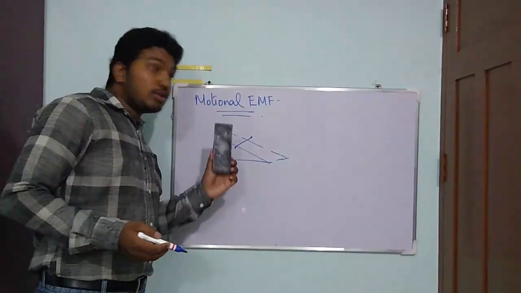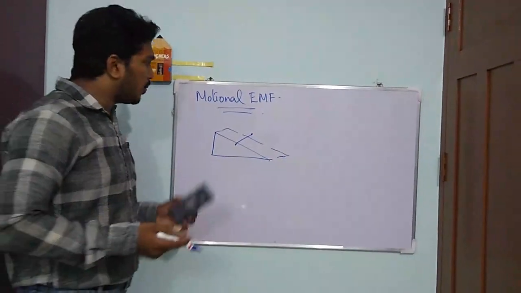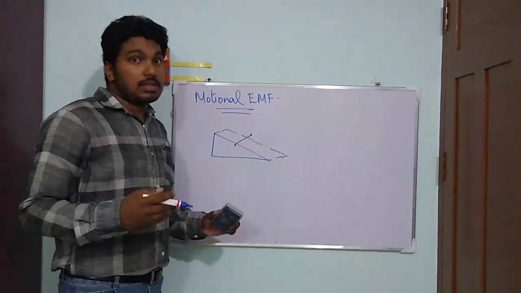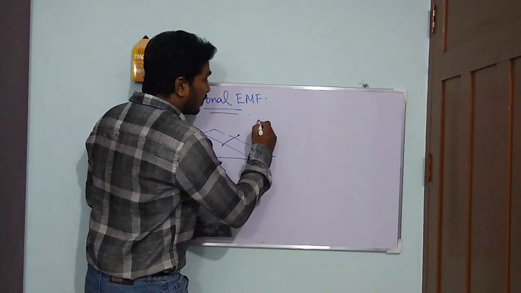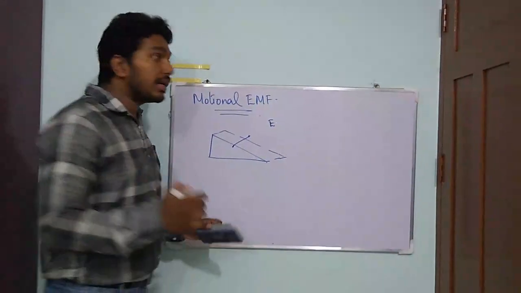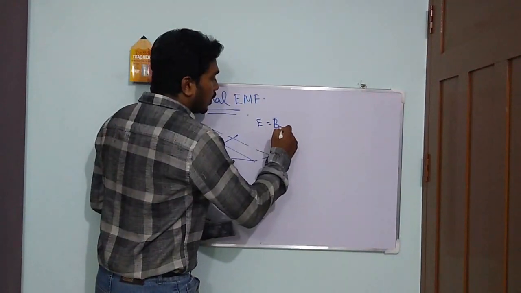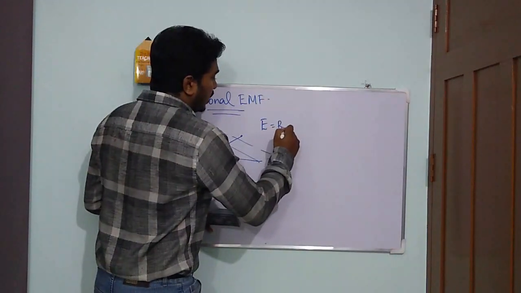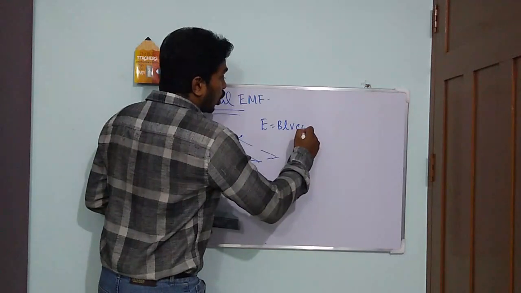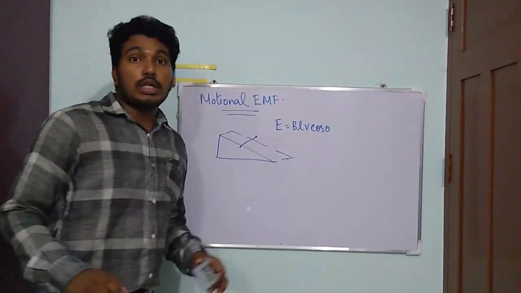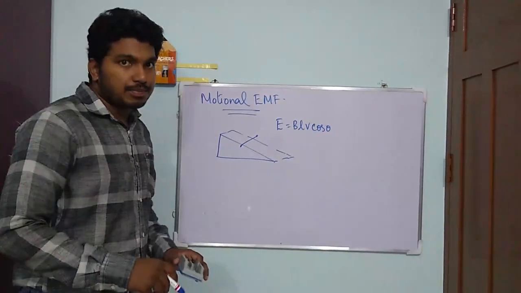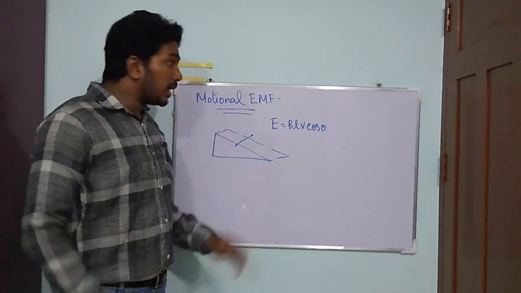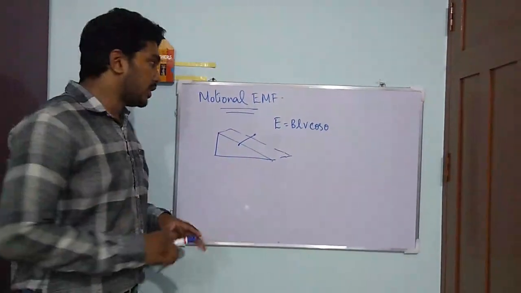Now to find the induced EMF here, we will have to take into account the principles you are learning in the laws of motion chapter. Utilizing those principles, we get that the induced EMF in a rod moving down an inclined plane is given by E is equal to BLV cos theta. Clear? So the induced EMF in a rod moving down the inclined plane is equal to BLV cos theta.